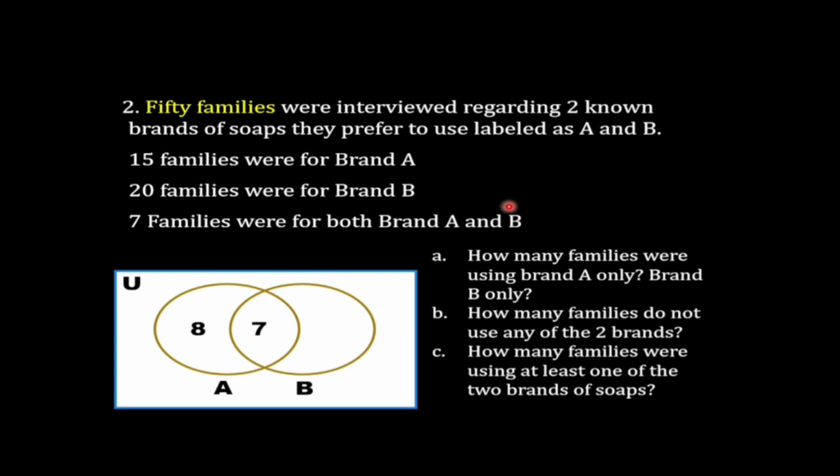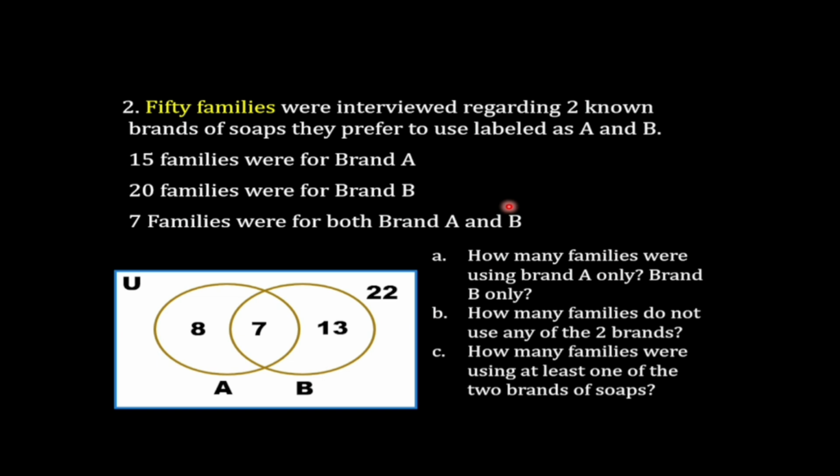And for B, there are 20 families. So we already have 7, so 20 minus 7, and the answer is 13. So before again we answer the question, let's try to check if that is equal to 50 or there are 50 families being interviewed. So let's see. So 13 plus 7, so that's 20, plus 8, so that's 28. Meaning there are actually 22 families who did not wish to prepare, or these are the families who are not using these 2 brands. Okay, so let's now answer the question.